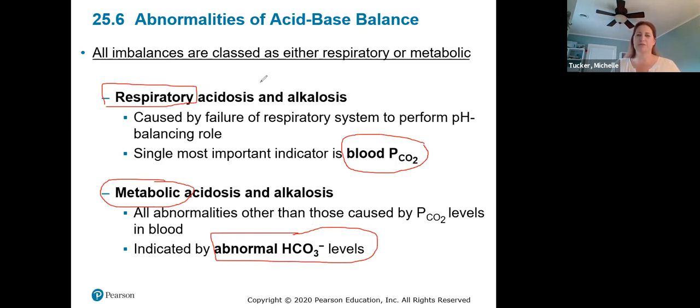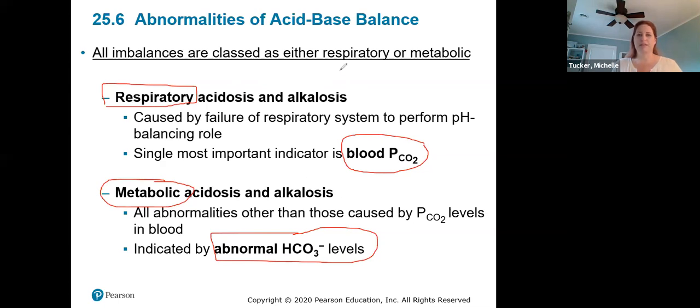There are 4 simple acid-base disorders. There is respiratory acidosis, respiratory alkalosis, metabolic acidosis, and metabolic alkalosis.